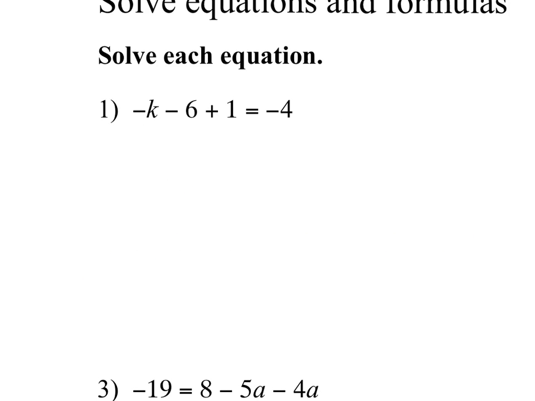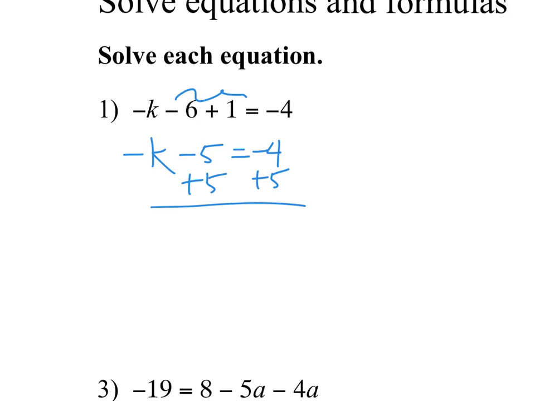For our first problem, we'll solve for k, so we can combine like terms right there, negative 6 plus 1. We have negative k minus 5 is equal to negative 4. Going further, we can add 5 to both sides. Be careful with adding and subtracting positives and negatives. We'll have 1 is equal to negative k, so dividing by negative 1, we'll get k is negative 1.